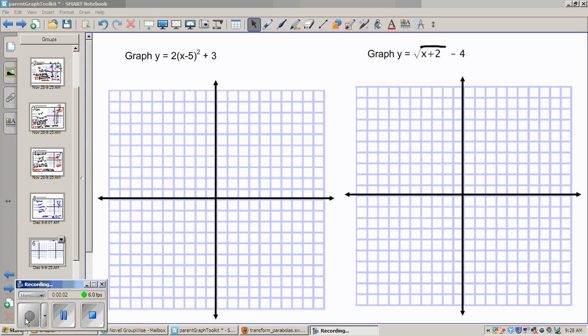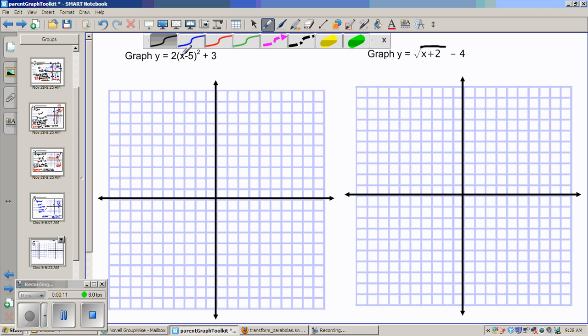So a couple of examples of how our explorations could really help us. We could graph these two equations. The first equation is y equals 2 times (x minus 5) squared plus 3. Normally that would be pretty tricky, and you'd probably want to use your graphing calculator, but if you recognize a couple things about this, for example, I know the vertex just based on that equation, and the vertex is going to be (5, 3), because I have my h value here and my k value here.